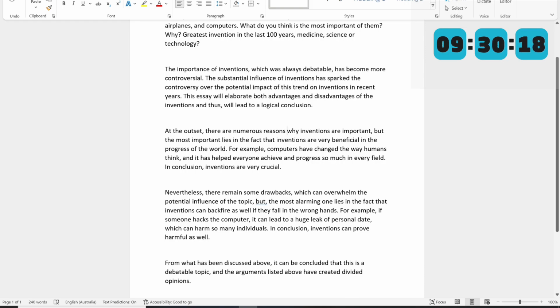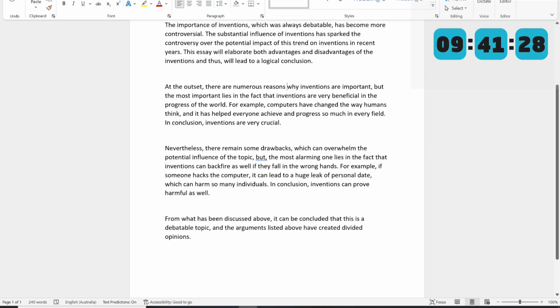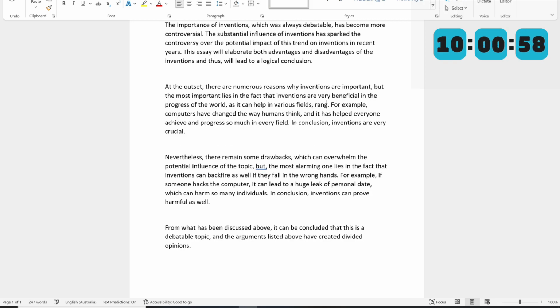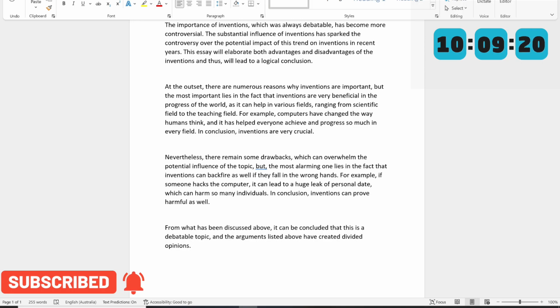How? I can go with, let's say, starting here, the importance of inventions. Here I can't add much. Let's say on this trend on inventions in recent years. Okay, first paragraph I really can't add much. In the second paragraph, let's elaborate it out. Why inventions are important, but inventions are very beneficial in the progress of the world, as they can help in various fields ranging from the scientific field to the teaching field. I'm just adding a few words.